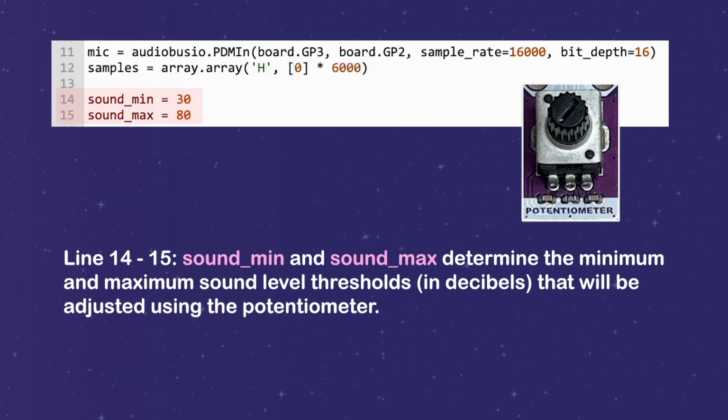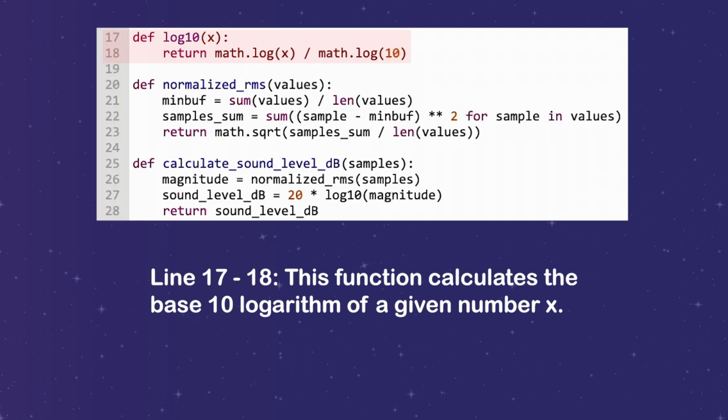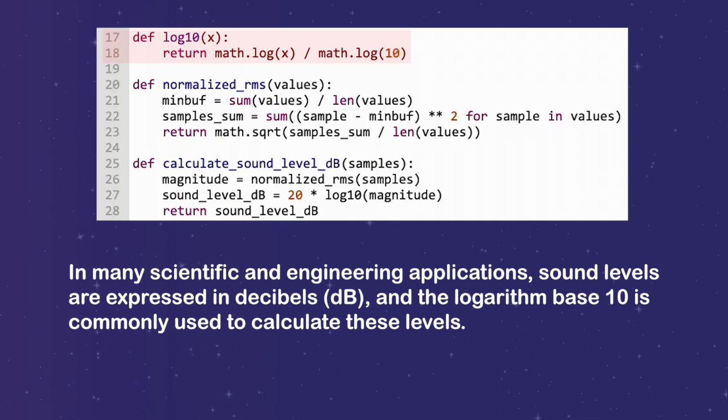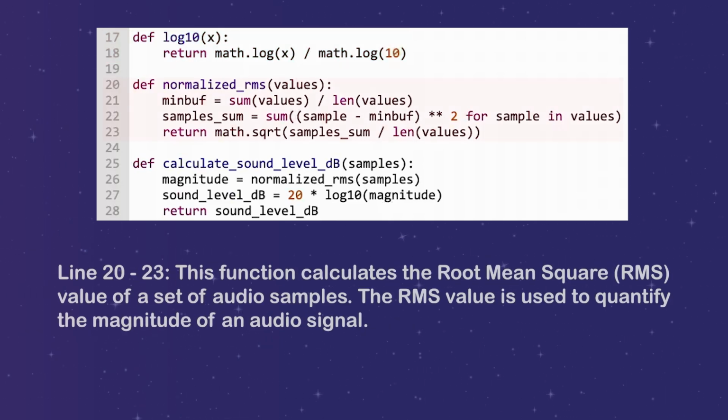Line 17 to 18, this function calculates the base 10 logarithm of a given number x. In many scientific and engineering applications, sound levels are expressed in decibels, and the logarithm base 10 is commonly used to calculate these levels. Line 20 to 23, this function calculates the root mean square value of a set of audio samples. The RMS value is used to quantify the magnitude of an audio signal.